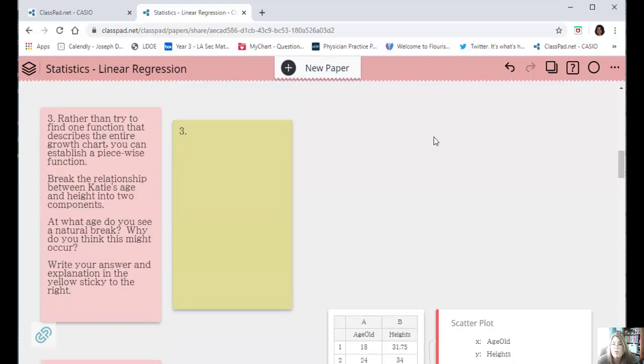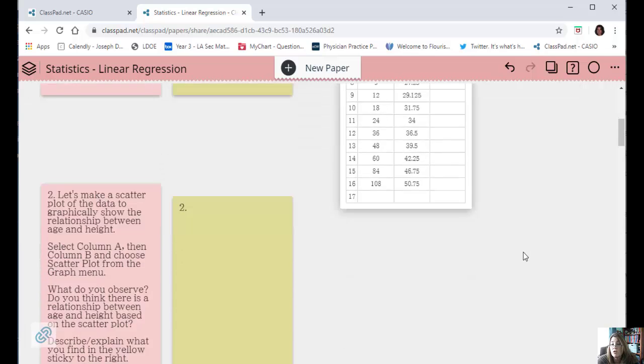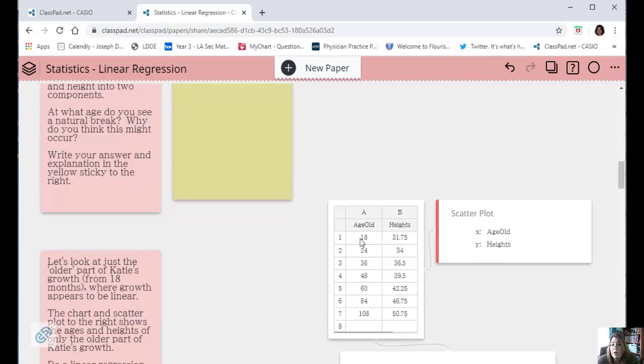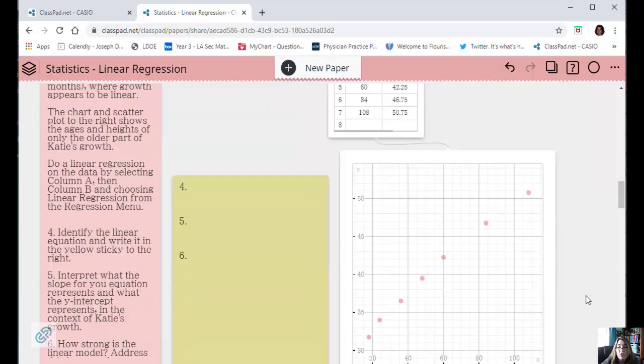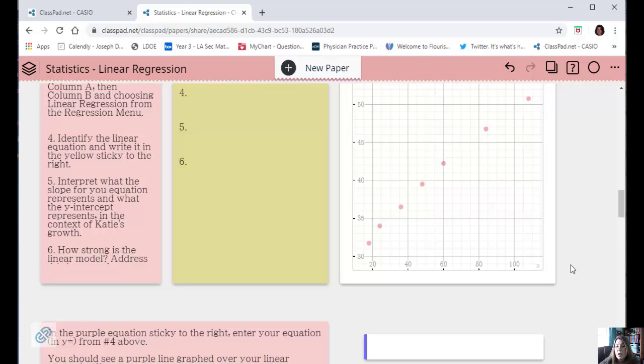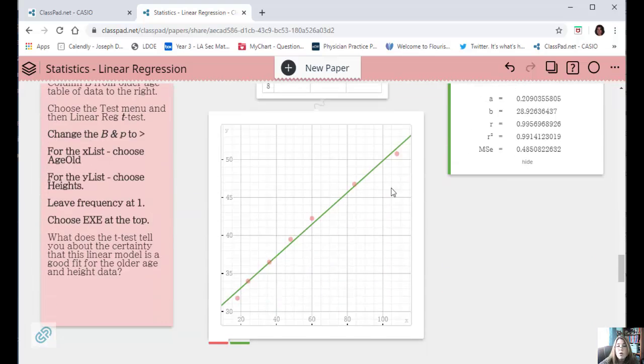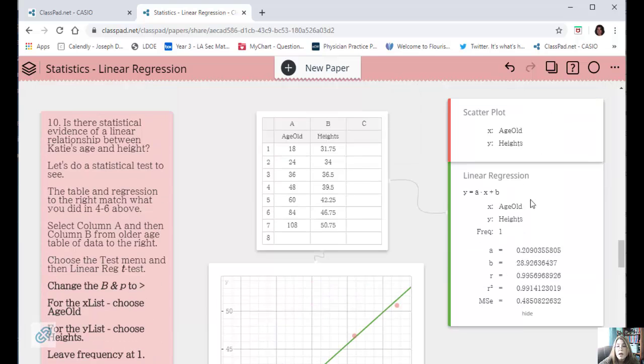So that's what we then do in here. Notice we have another table, but we've taken out the data that showed much faster growth, and we're only looking at the growth from 18 months on that seemed to have more of a constant rate of change. Then they're going to do the same thing. They have this scatter plot, and they can see it's a little more linear looking. So what is a line of fit? They're going to do a linear regression, come up with the equation, and then analyze, does that equation make sense for this data? And they're going to do a t-test.